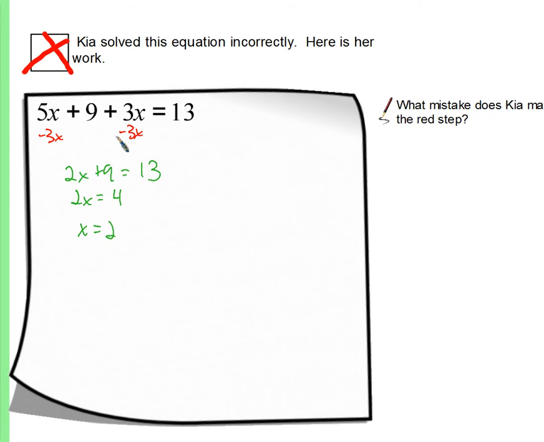They'd have to subtract 3X on the other side. If we're subtracting 3X to cancel out this positive 3X, we should subtract 3X on the other side.